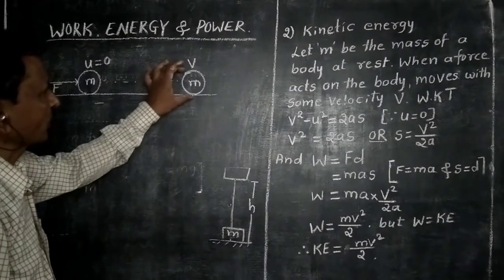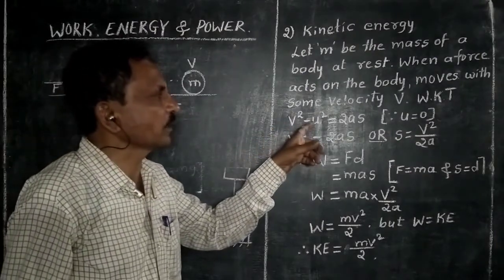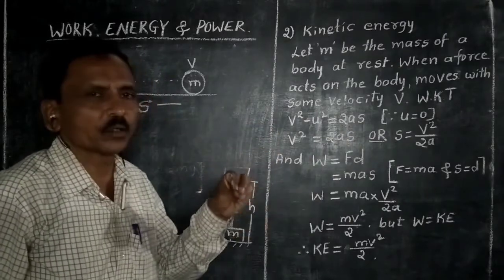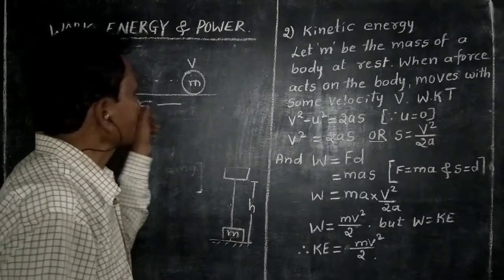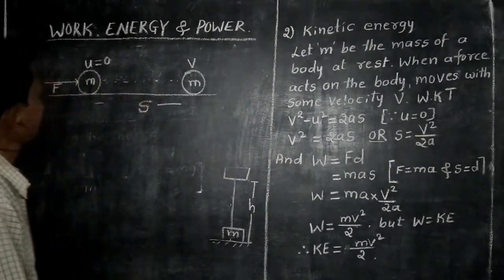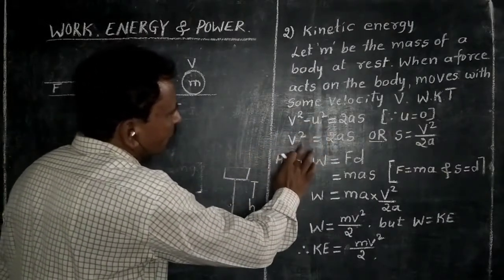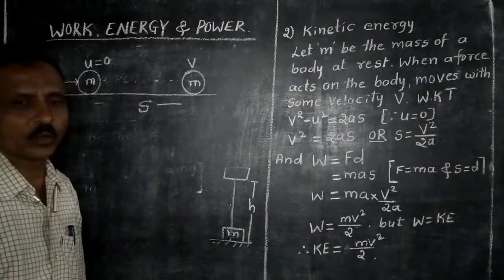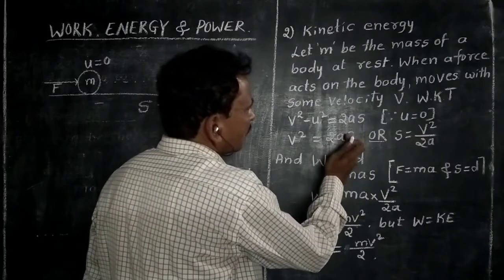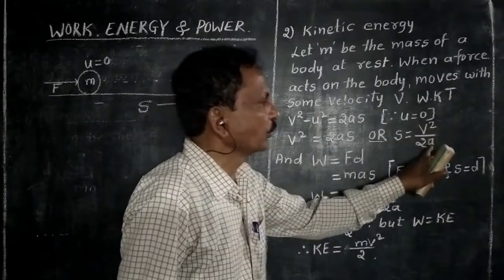Then the velocity of the body when force acts on a body at rest is given by v square minus u square is equal to 2as, where a is acceleration of the body, that is rate of change of velocity, s is the distance travelled, u is the initial velocity, and v is the final velocity. Since initially the body is at rest, u equal to 0, u square equal to 0, hence v square equal to 2as. Taking s on one side, s is equal to v square upon 2a.